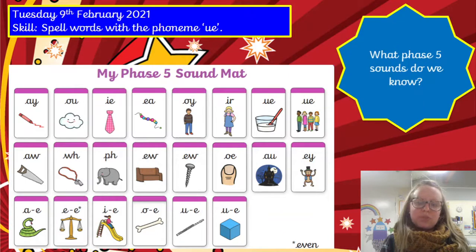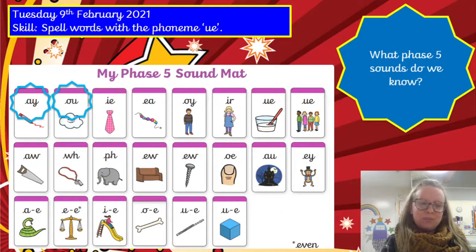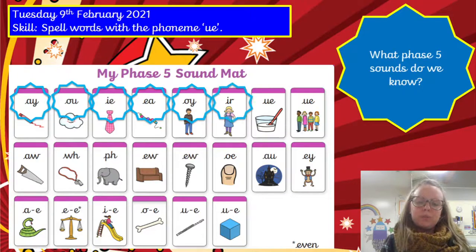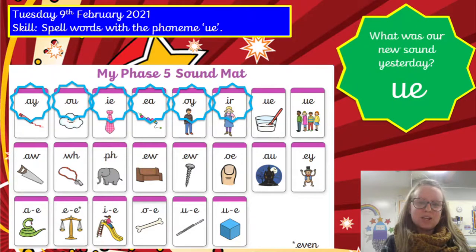So what phase five sounds do we know so far? We know A, Ow, I, E, Oi, Er. And what was our new sound yesterday? It was oo for glue or you for cue.